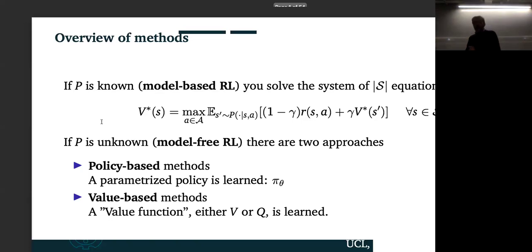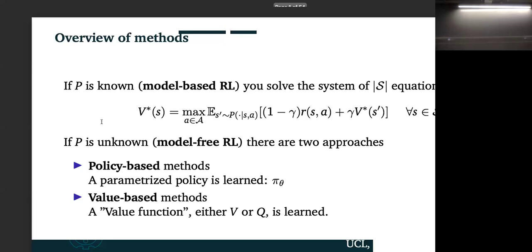So just to give a review of the methods, depending on what you know and what you can do, essentially you can divide the methods into model-based reinforcement learning and model-free reinforcement learning. If the transition probability is known and you have a finite number of states, then essentially you can rewrite your optimization problem as a system of S cardinal equations, and then you solve it. We will be more interested in model-free reinforcement learning, where you have two approaches.